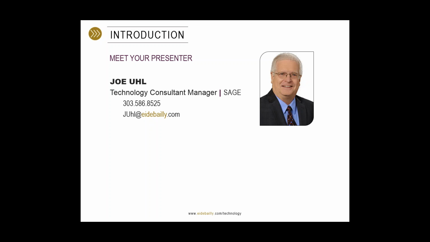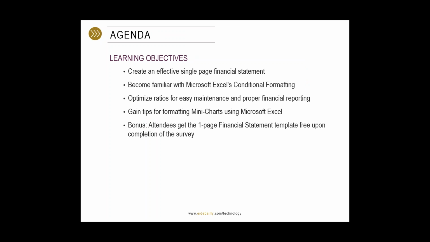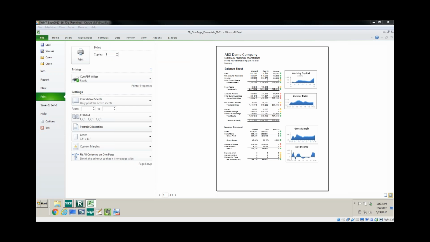The focus today is getting people that aren't number crunchers, like most of us are, to be able to look at our financial statements instead of just glazing over them or trying to drag them into a conversation. So the learning objective today is to create an effective single-page financial statement. We'll become familiar with Excel's conditional formatting and optimizing ratios that will feed the mini charts we'll be showing for them. As a bonus, at the end there will be a survey, and any attendees who would like a free copy of the template, be sure to fill out the survey, and we'll make sure you get a copy of that. So let's take a look.